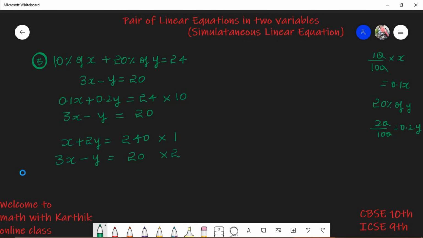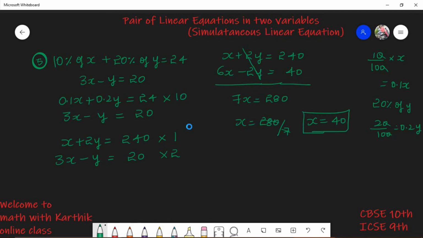So the equations become what? x plus 2y is equal to 240. So 2 times 3, that is 6x minus 2y is equal to 40. Now there is no need to change the sign because you have plus 2y minus 2y, directly you can cancel. So 7x is equal to 280, x will be equal to 280 divided by 7, that is 40.